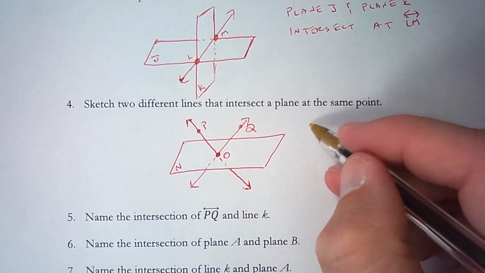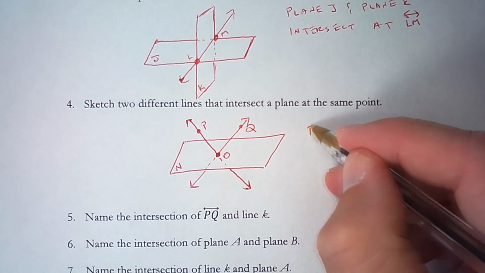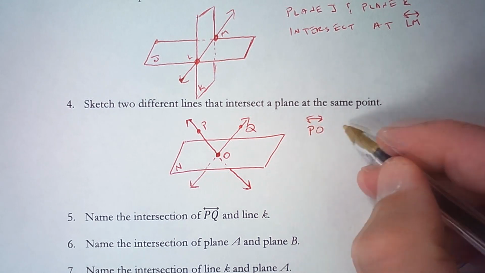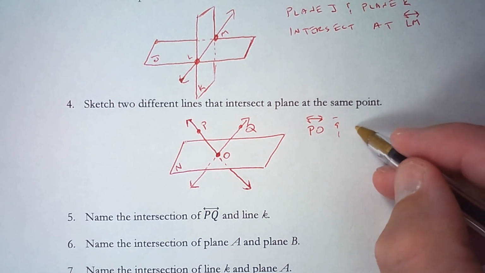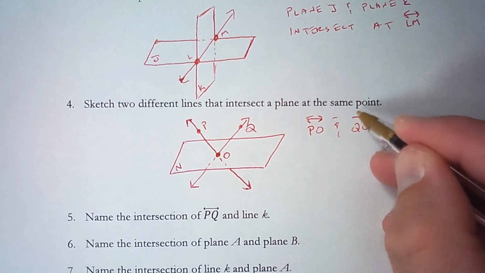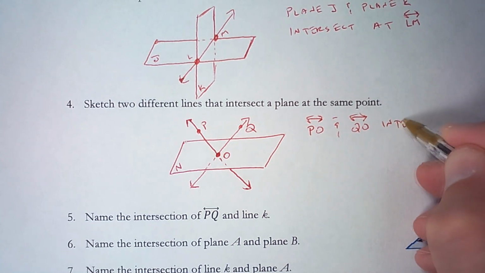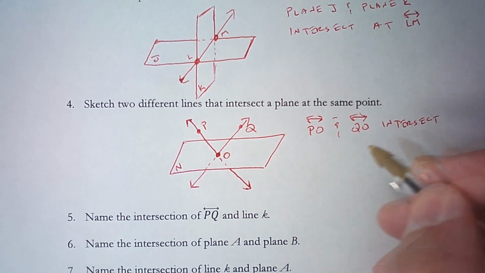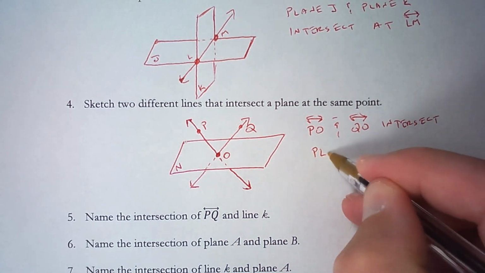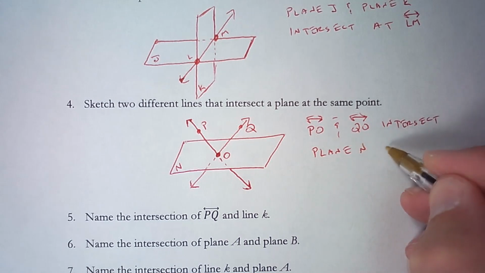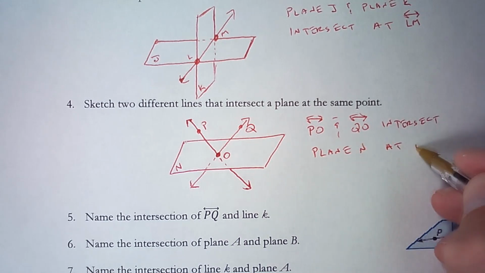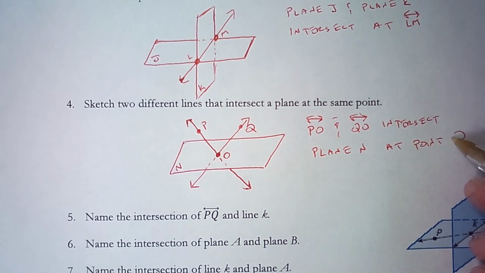Okay, so let's call that point O, and then we'll have P and Q, and we can say that line PO and line QO intersect plane N at point O.